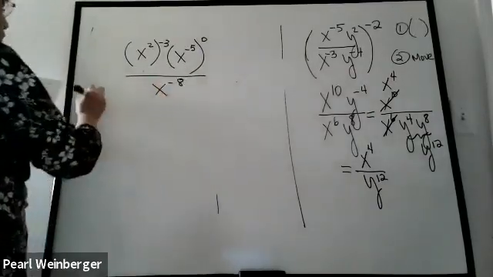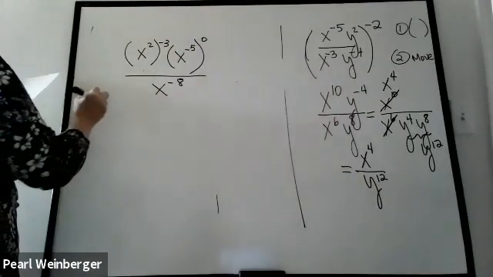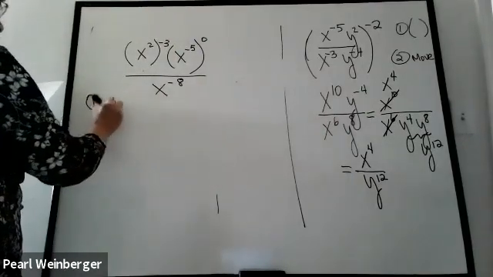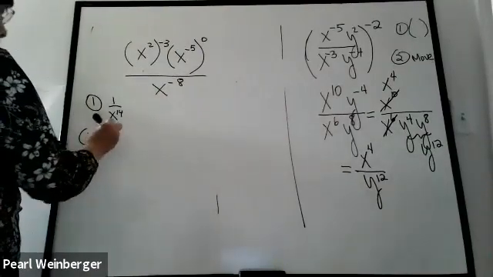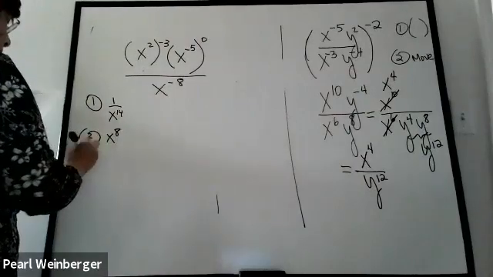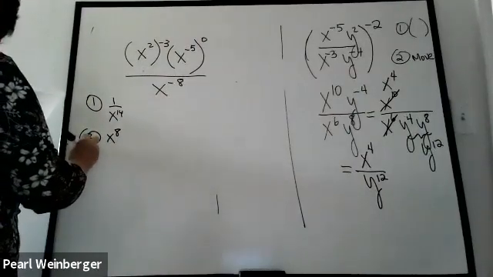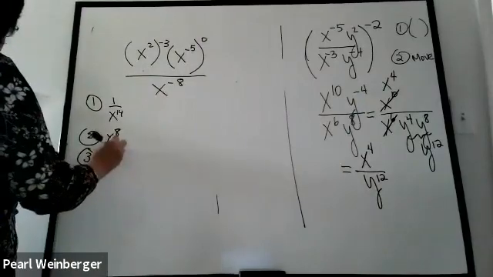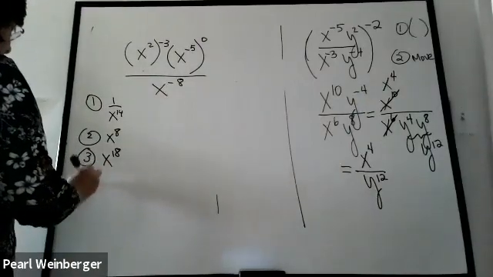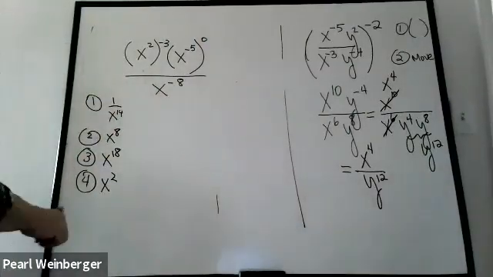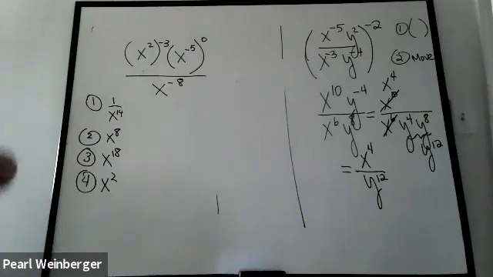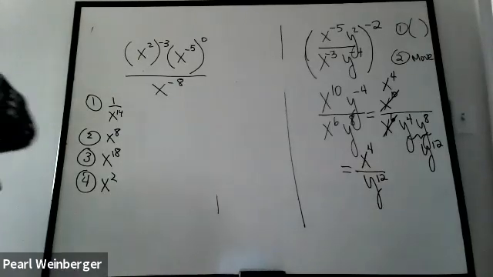Now this is a multiple choice question, so here are your choices: 1 over x to the 14th, x to the 8th, x to the 18th, and x squared. See if you can simplify that. Here are the instructions: it says simplify and make sure there are no negative exponents. Okay, see if you can do that.